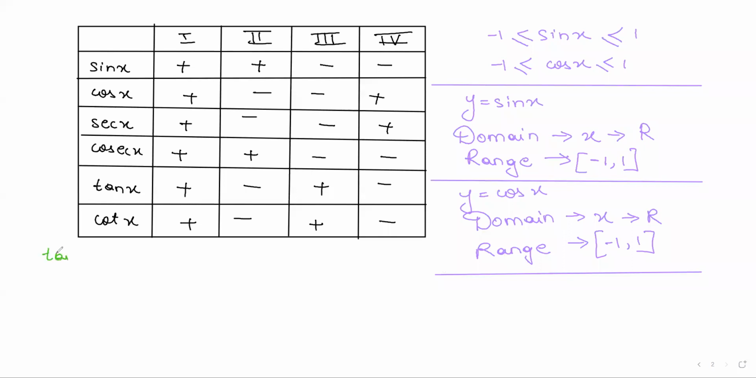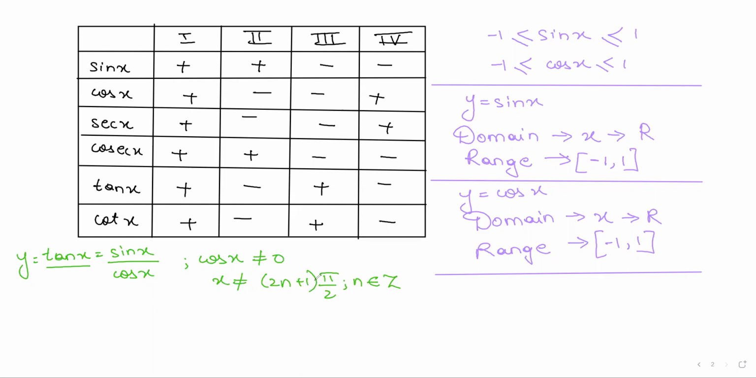Let's start with tan x. Now we know that tan x is equals to sin x upon cos x. So y is equals to tan x. Your x values are the domain and y values are the range. So y values means all the values that tan x can attain. Now we know that for tan x is equals to sin x upon cos x, your cos x should never be equal to 0. That means your x should never be equal to (2n plus 1) into pi by 2, where n belongs to integer.